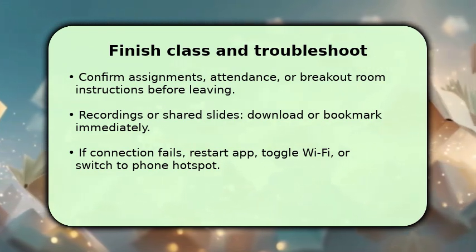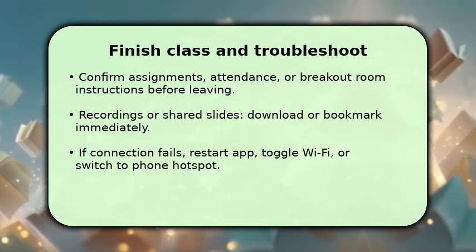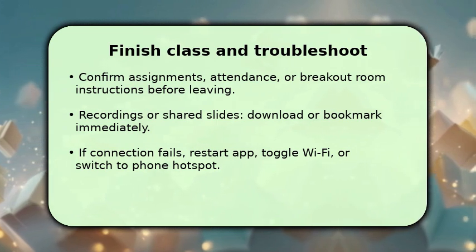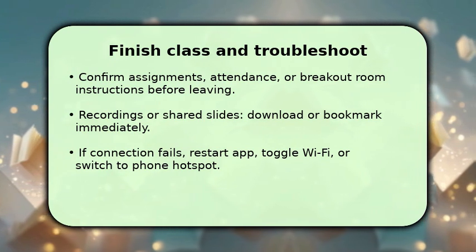camera access. If you cannot connect, first quit and relaunch the meeting app, then restart Wi-Fi or switch to a phone hotspot. Make sure firewall settings allow the app, and if problems persist, reinstall the app or contact support.